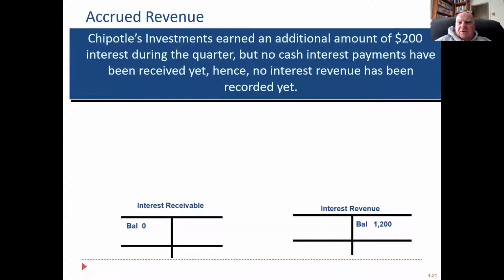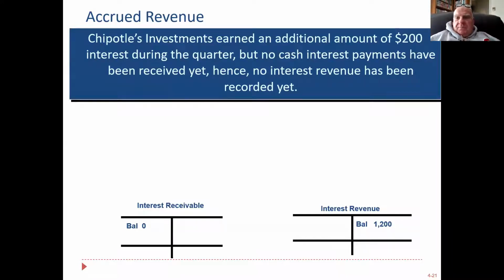So Chipotle's investments earned an additional $200 during the quarter. Wow, they have $543 million we just looked at, right? And they earn $200 a month in interest. My first thought would be I'd fire the treasurer of this company. What is he doing with all that cash?